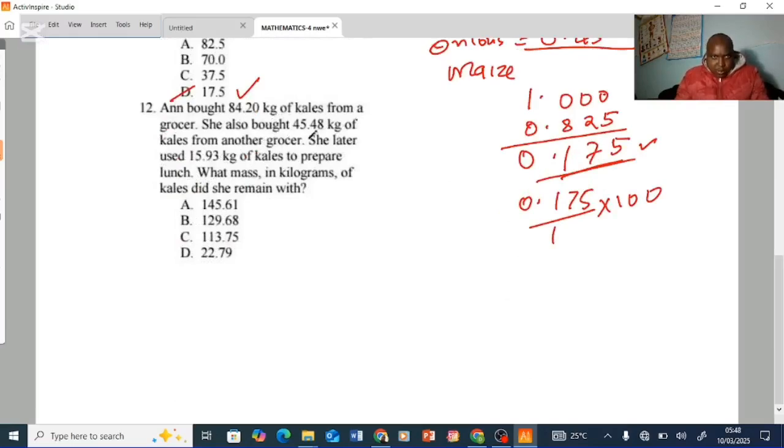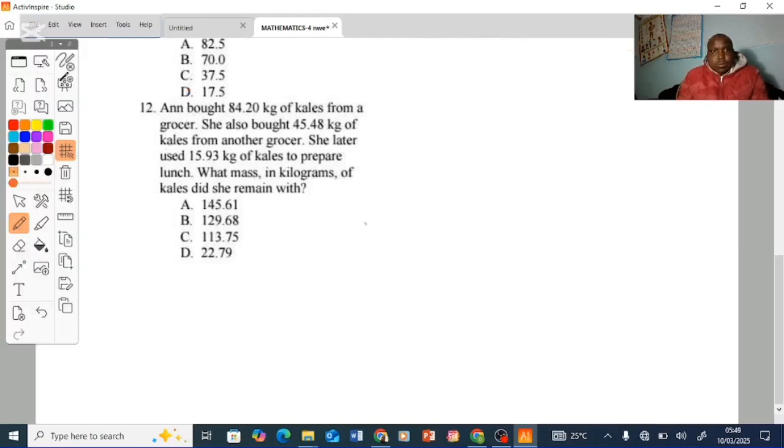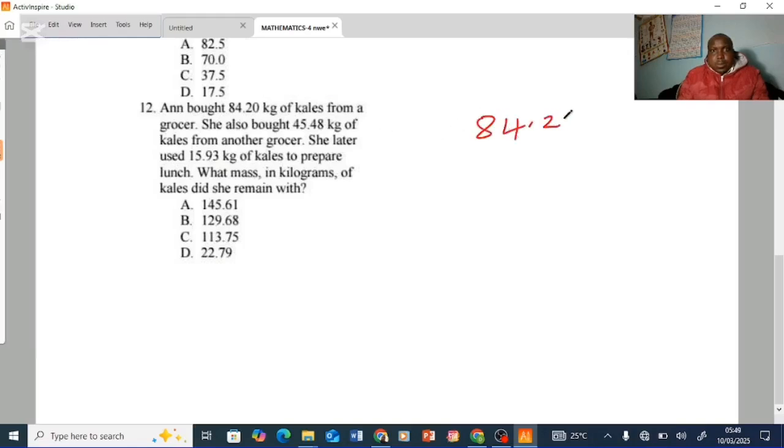She also bought this from another grocer. She later used this much of kales to prepare lunch. What mass in kilograms of kales did she remain with? So let's add the first. So she put 84, 20, and then added 45.48. So let's get the total that she put.